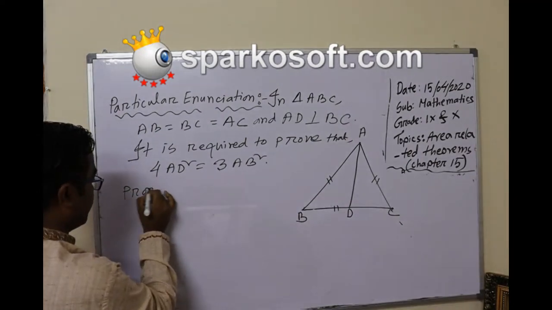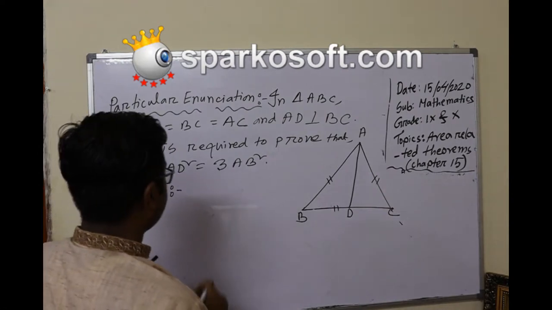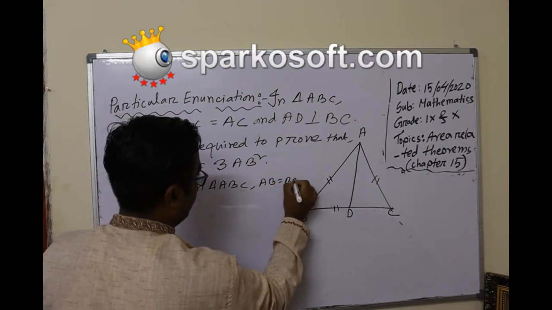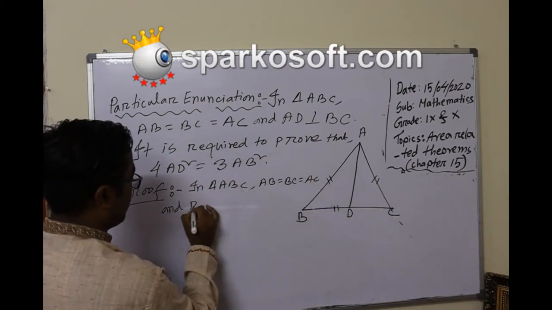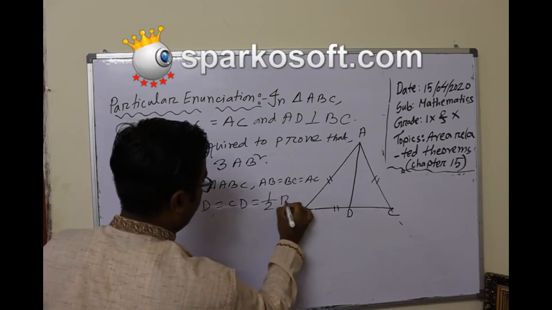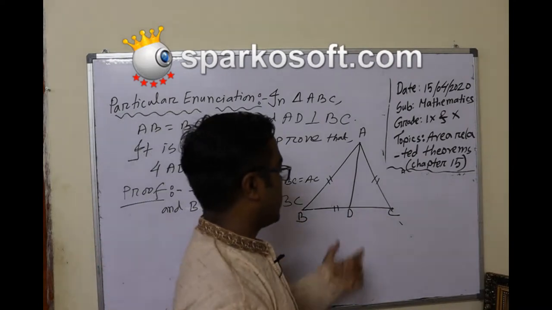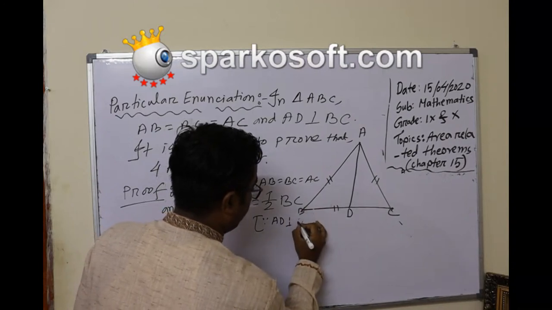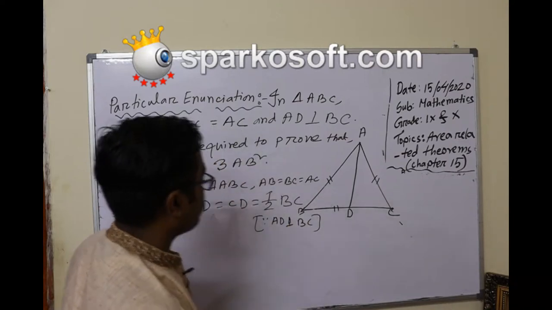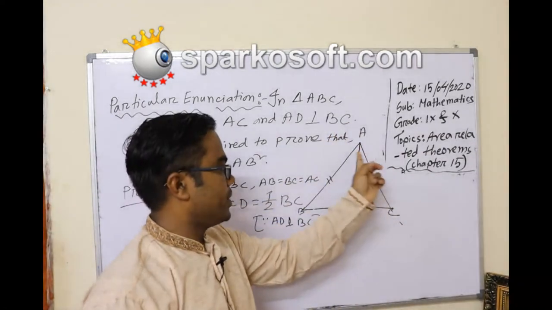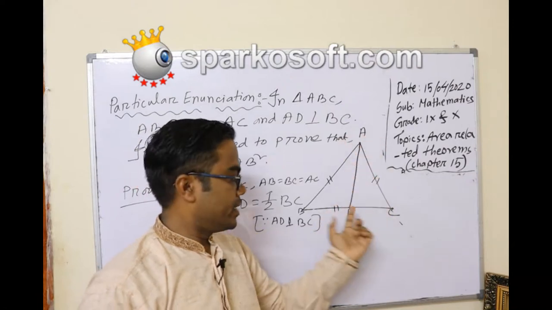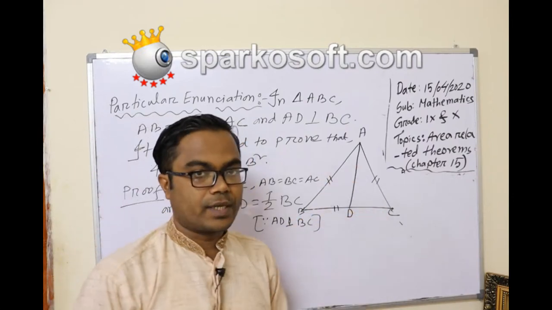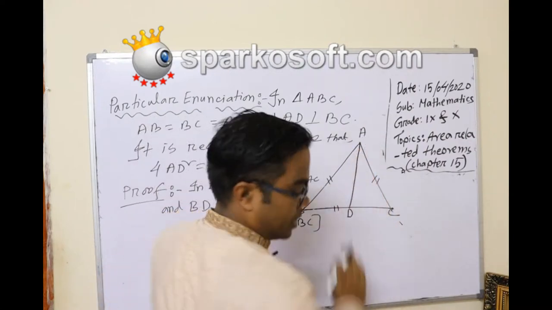Let's move to proof. Okay. In triangle ABC, you can write again AB equal BC equals AC, and BD equal CD equal what? Half of BC. Clear? BD equal CD equal half of BC. Why? Since AD is perpendicular to what? AD is perpendicular to BC. That's why. Clear? In triangle ABC, this one AB equal AC equal BC, and AD is perpendicular to BC. That's why we can write this one equal, that one equal half of BC. Clear?